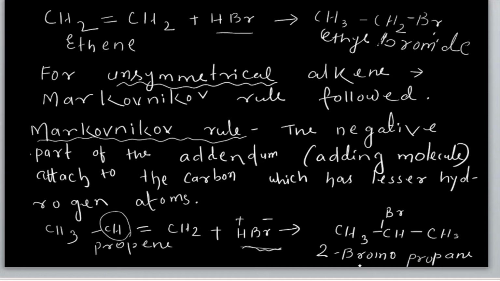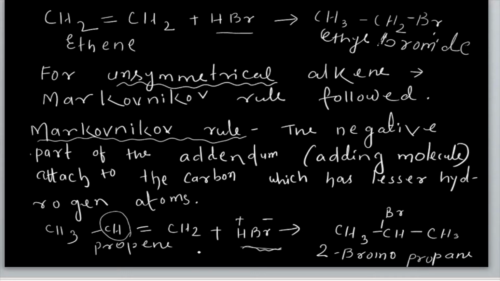Then what is the name of the product? 2-bromopropane. Again I am going to explain again. Here ethene is reacted with hydrogen bromide. It will give CH3, CH2, Br. Why? Because it is a symmetrical alkene. Whether Br comes to first carbon or second carbon, there is no difference, getting the same product, ethyl bromide. But for unsymmetrical alkene, Markovnikov's rule is followed. What is that Markovnikov's rule? The negative part of the adding molecule attaches to the carbon which has lesser number of hydrogen atoms.